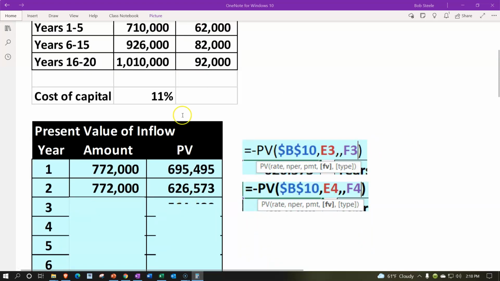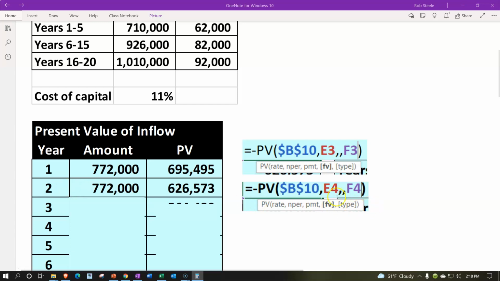We're going to present value it back at 11%, 2 periods. That's going to give us the 626,573. If we look at the formula, negative present value, the rate, once again, is that 11%, same cell you can see here because it has the dollar signs before the B and the 10, making it an absolute reference, comma, number of periods, now 2, because this is 2 years out.